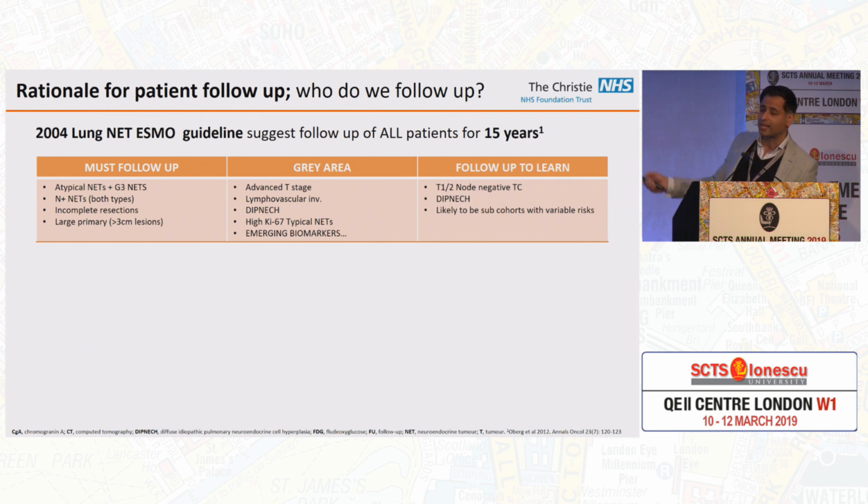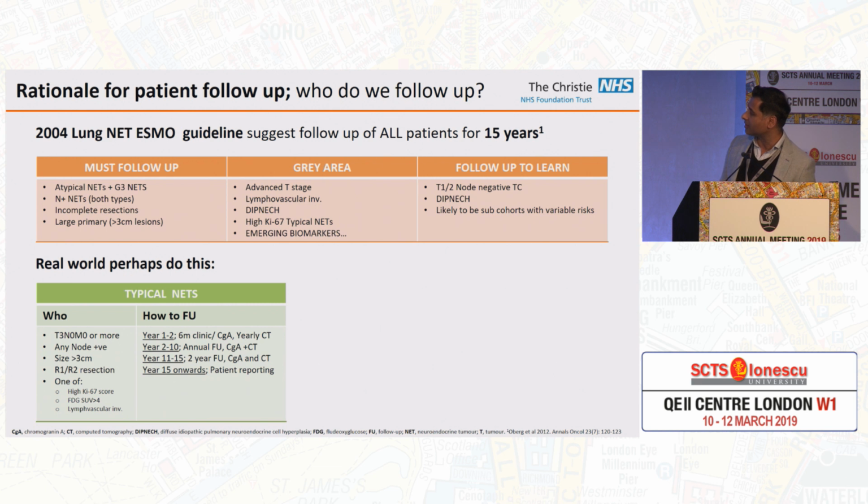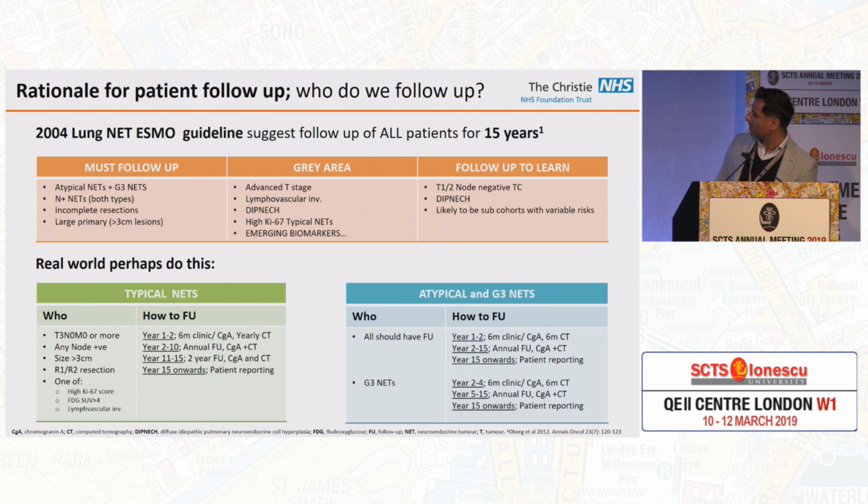Follow-up to learn. So these are for the academic units. You might want to follow up these patients to see what the survival curves map out like. And so in the real world, perhaps you can do this. For the typical NETs, you start at the T3, N0, M0 cancers, any node-positive cancers, size greater than 3 centimeters, the R1, R2 resections, and any of these factors, and you follow them up with that. I'm not going to go through it all. And the atypical and the grade 3 NETs all should be followed up, but you follow them up more intensely. So as you go from the atypicals to the grade 3 NETs, the follow-up just becomes more and more intense. And perhaps that's the way that we should do this.